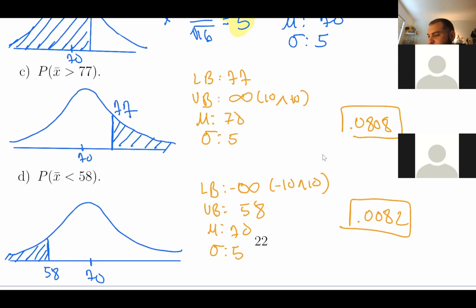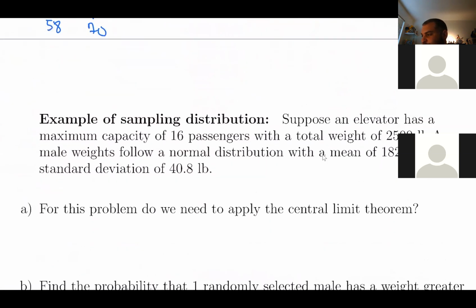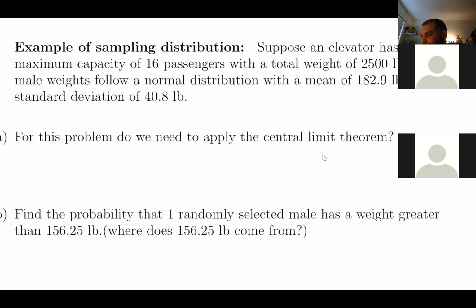Up next, we should be getting an example of a word problem, so that you should be able to get the mean, the standard deviation, the sample size, and whether or not it's a normal distribution. It says, suppose the elevator has a maximum capacity of 16 passengers with a total weight of 2,500. Assume male weight follows a normal distribution with a mean of 182.9 pounds and a standard deviation of 40.8.